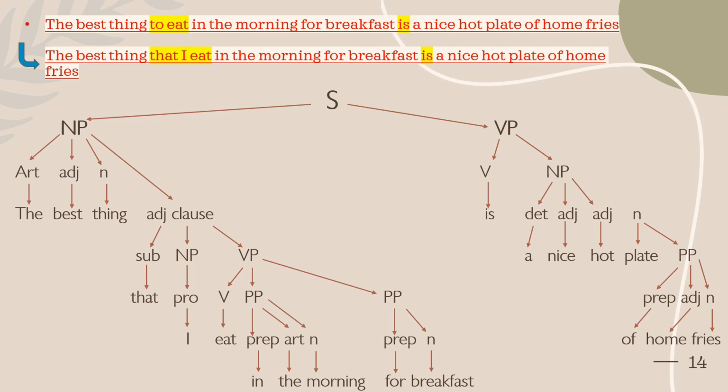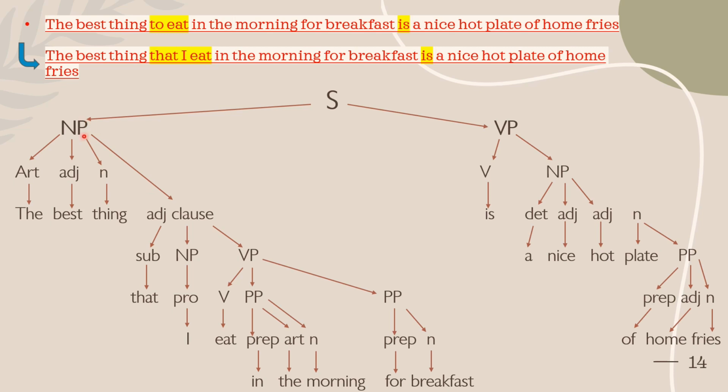When we apply the tree diagramming method on this sentence, first of all, this is a complex sentence, because that I eat in the morning for breakfast can't stand alone, so it's considered as a complex sentence. When we apply the tree diagramming method on this sentence, it will be S, and it consists of a noun phrase and verb phrase. The noun phrase is the best thing, the is the article, best is the adjective, thing is the noun, and an adjectival clause, which is the dependent clause.